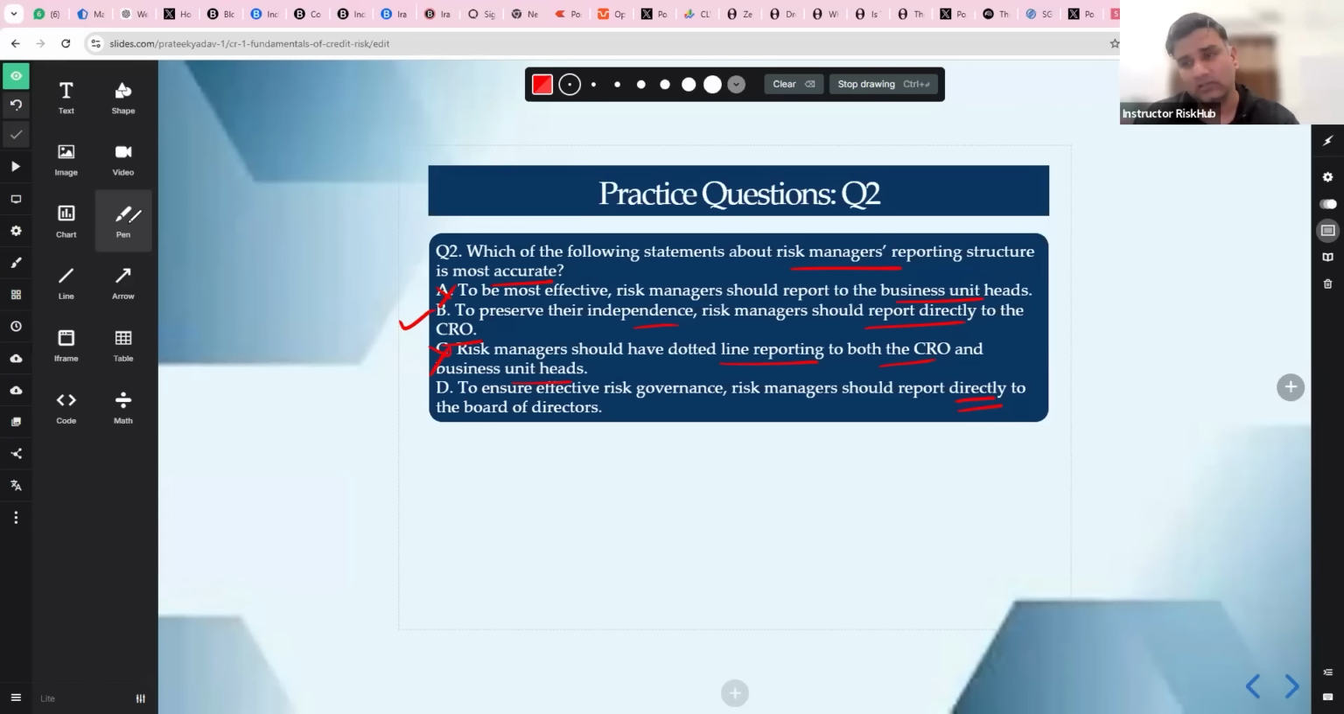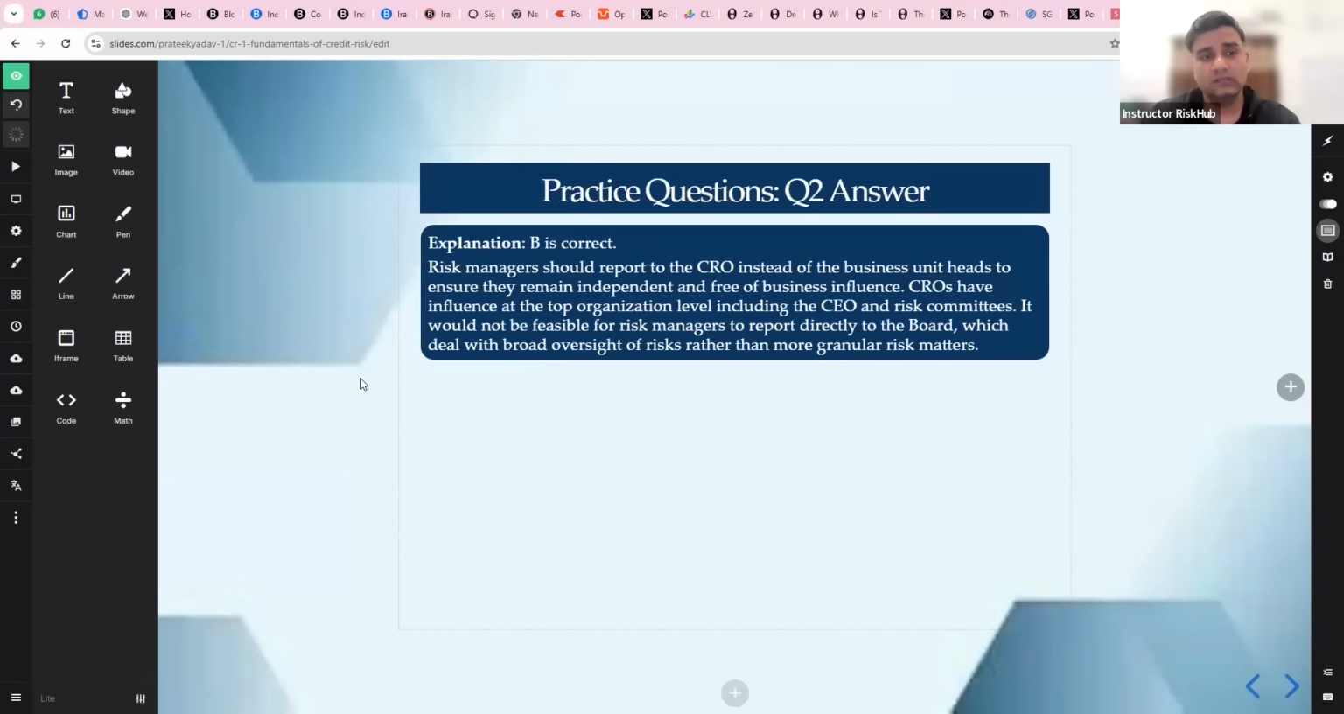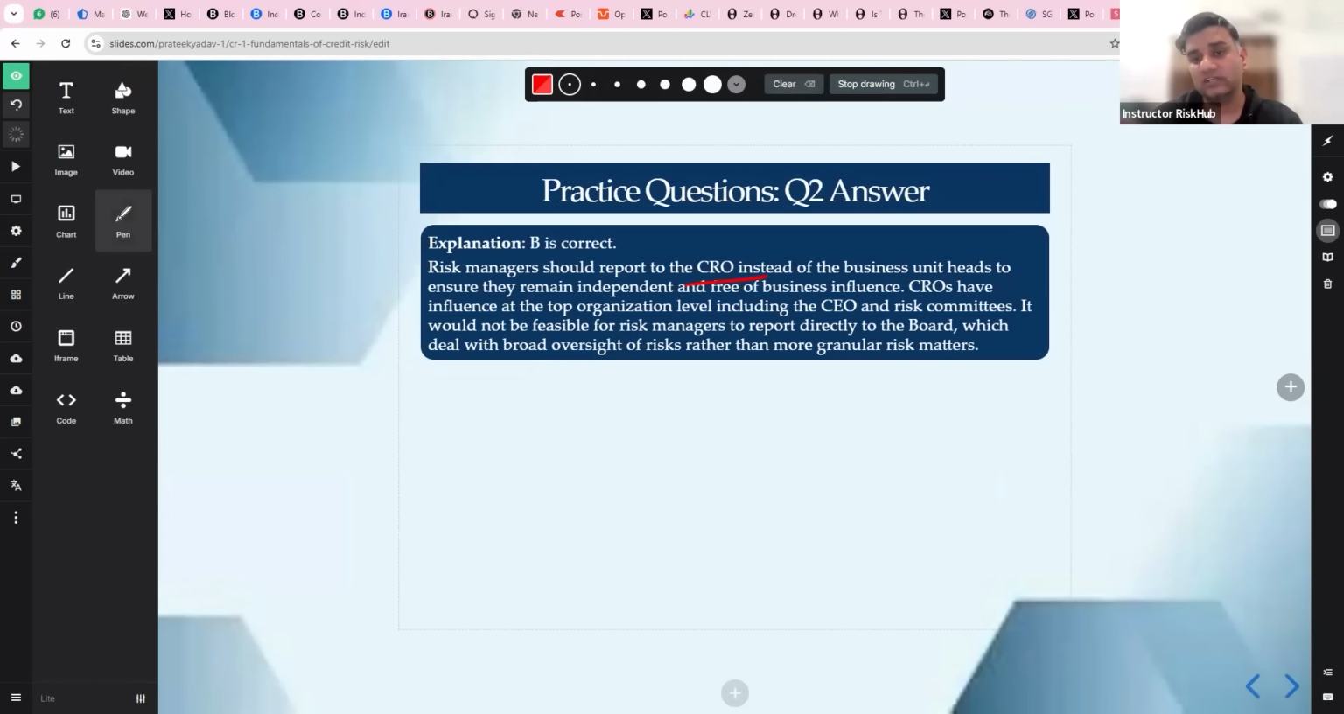This connects back to your second line of defense framework. So the answer here is B. Again, this is what we are discussing. Risk managers should report to the CRO instead of the business unit head to ensure they remain independent and free of business influence. CROs have influence at the top of the organization, including your CEO and the risk committee. It would not be feasible for the risk manager to report directly to the board, which deals with board oversight of risk rather than your granular risk matters.